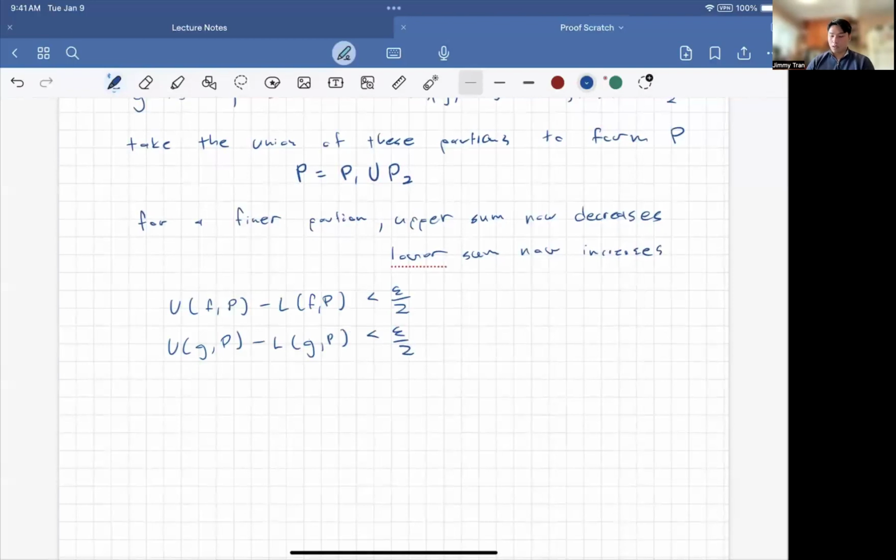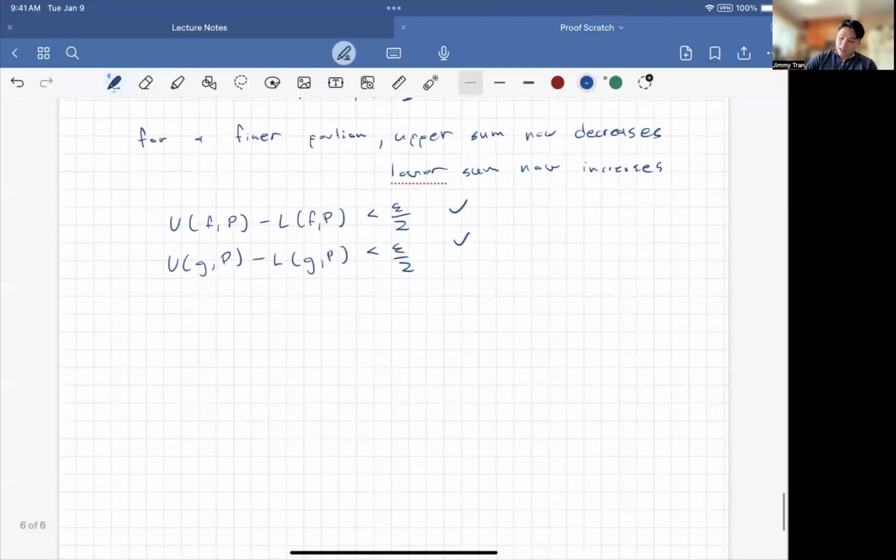Okay. And so now that we have these two inequalities, once we put them together, what we get is the upper Darboux sum of f over partition P, plus the upper Darboux sum of g over P, minus the lower Darboux sum of f over P, minus the lower Darboux sum of g over P is less than epsilon here.